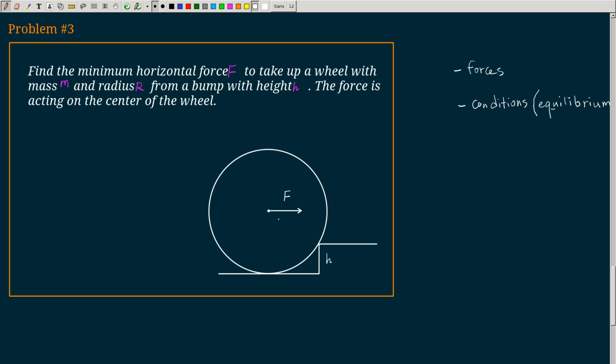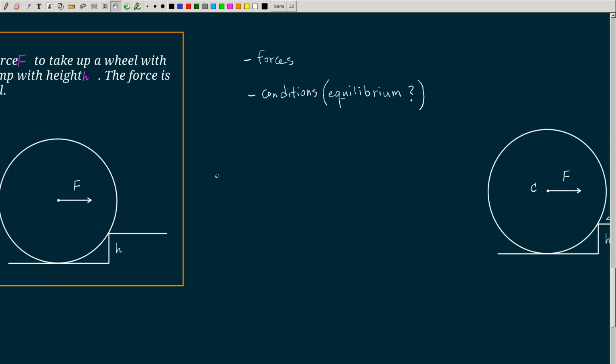Problem number 3. In this problem we want to find the minimum of this horizontal force F, to take this wheel up this bump H. The mass of the wheel is m given and the radius is r. Alright, let's get to the solution.